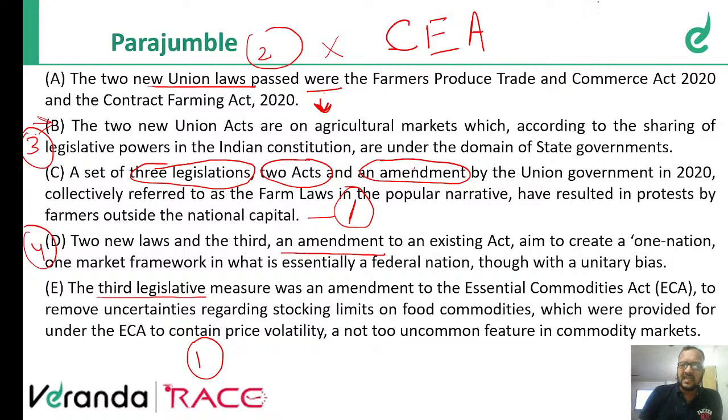So C, E, A, B will be the fourth sentence. I'll tell you why, don't worry. And then D will be the last sentence: the 2 new laws, and the third an amendment. So it talks about the amendment which was mentioned at the last in the C sentence. C sentence, amendment was mentioned at the last, so it will be CEABD. Let's recapitulate.